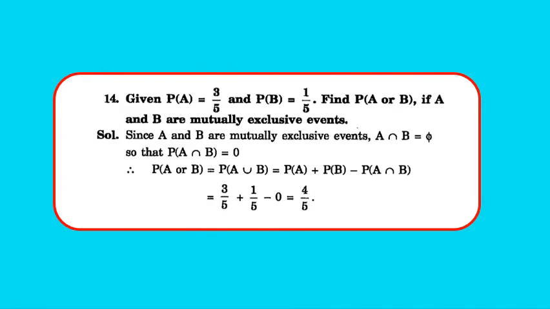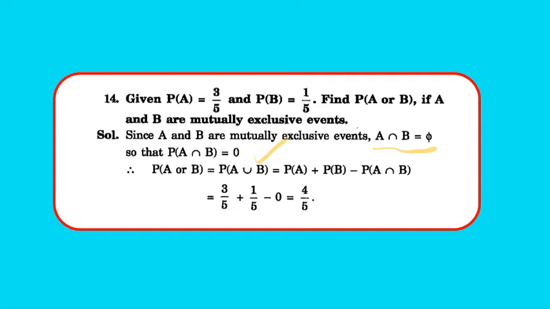Now moving to question 14. Given P(A) is equal to 3 by 5 and P(B) equals 1 by 5. Find P(A or B) if A and B are mutually exclusive events. Now it is given that A and B are mutually exclusive. It means their intersection, that is A intersection B, will be equal to what? Empty set. So P(A intersection B) equals 0.